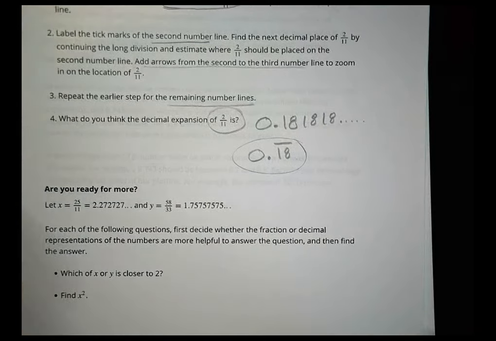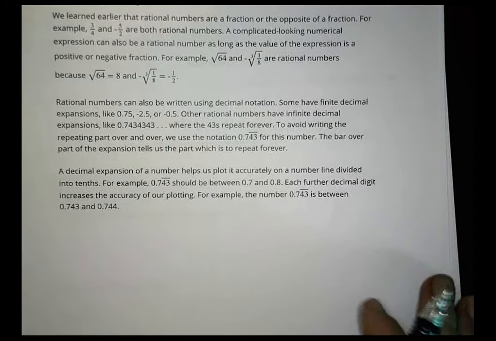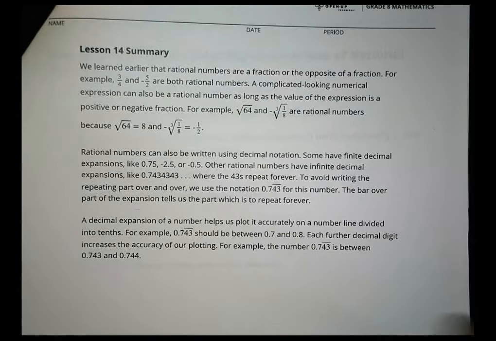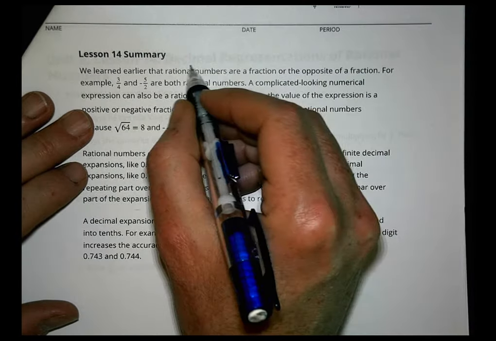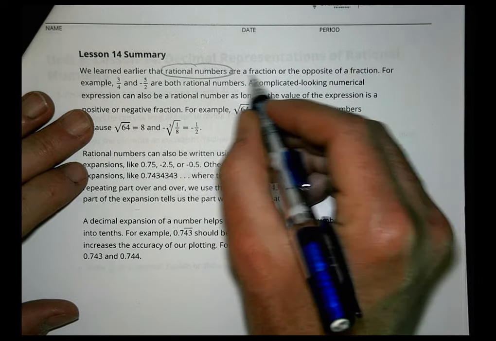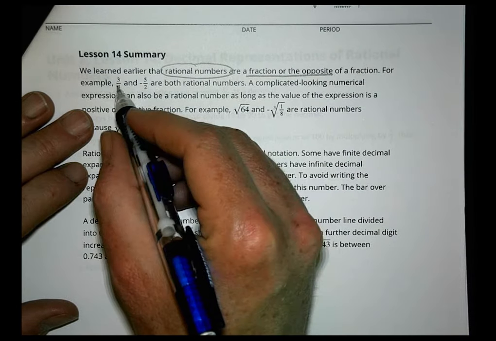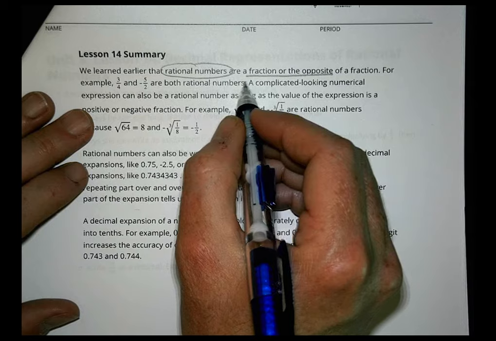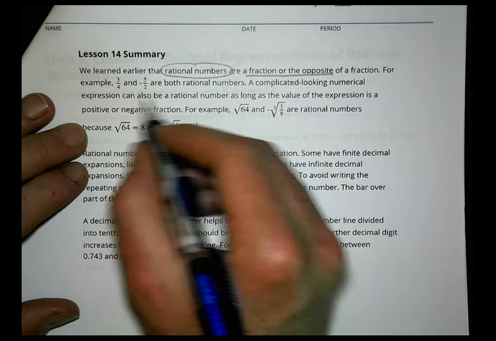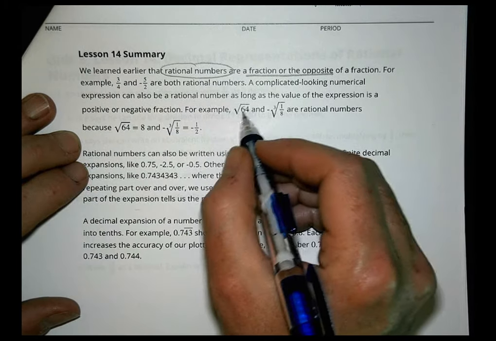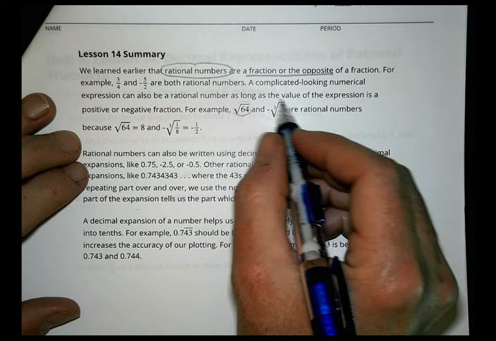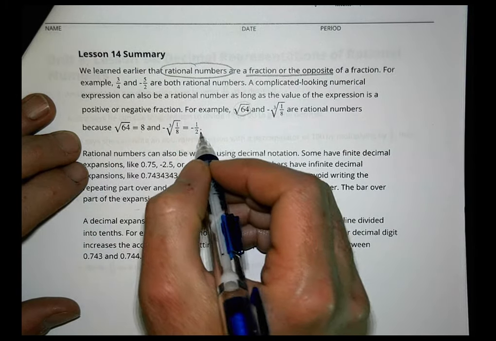So in summary, we learned earlier that rational numbers are a fraction or the opposite of a fraction. So rational numbers are a fraction or the opposite. For example, 3/4 and -5/2 are rational. A complicated looking numerical expression can also be a rational number as long as the value of the expression is a positive or negative fraction. For example, square root of 64 and the negative cube root of 1/8 are rational because square root of 64 is 8 and this happens to be -1/2.